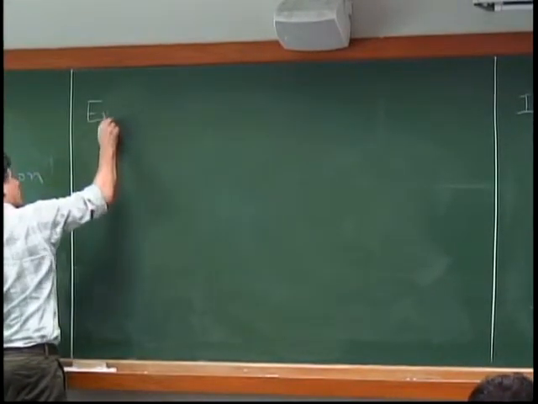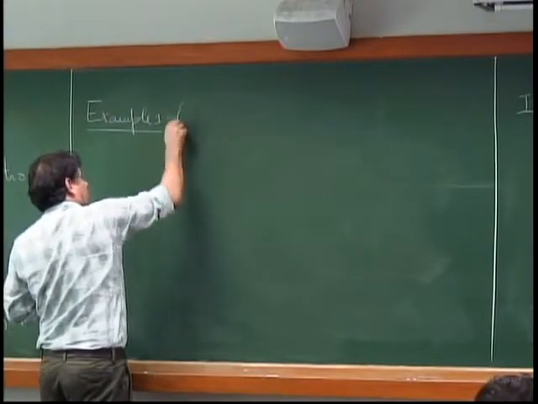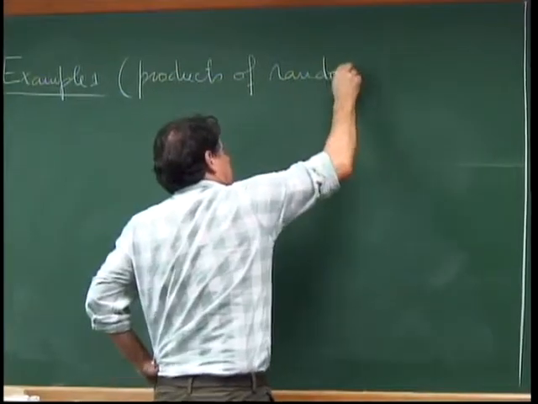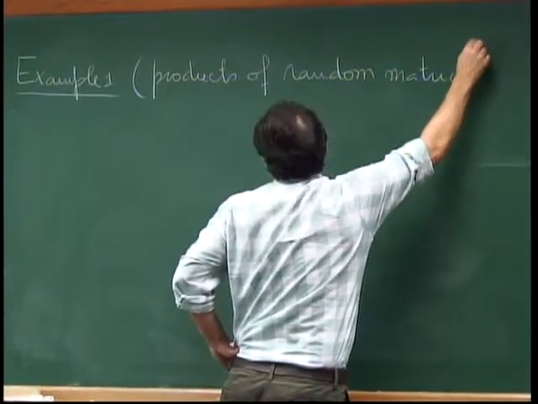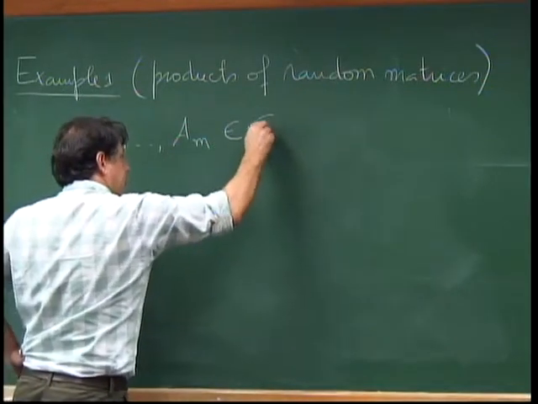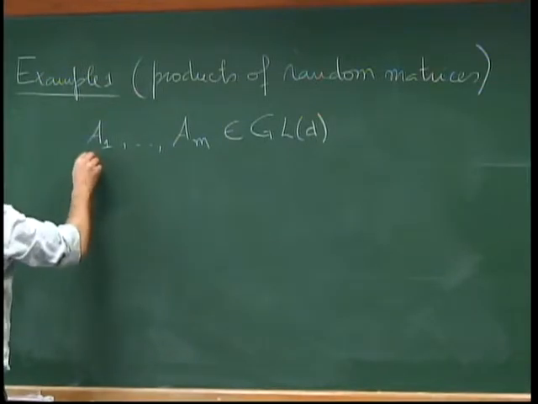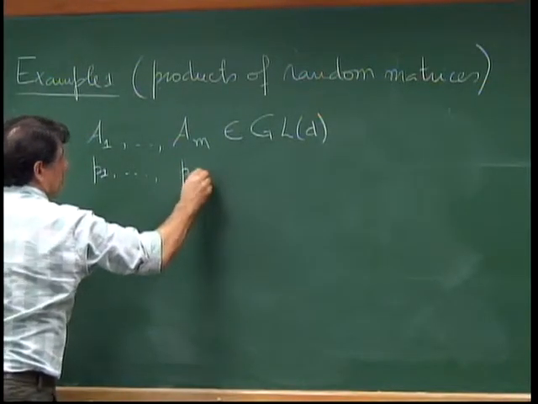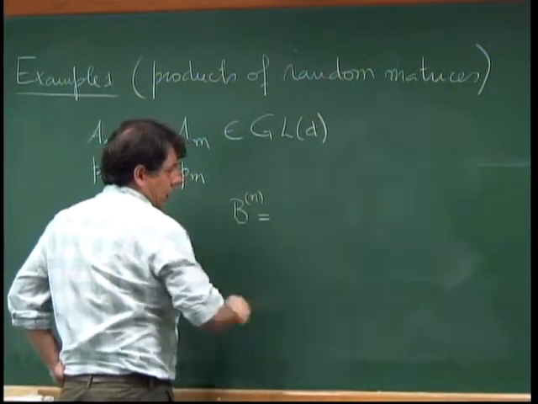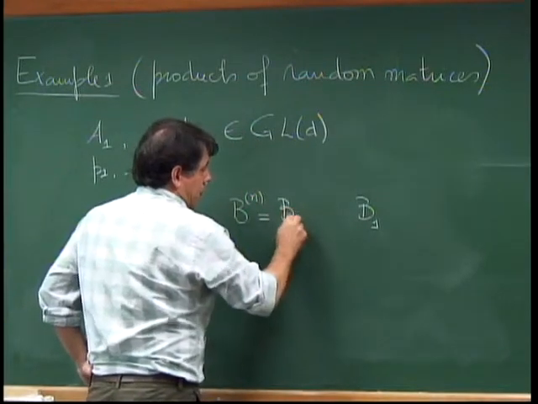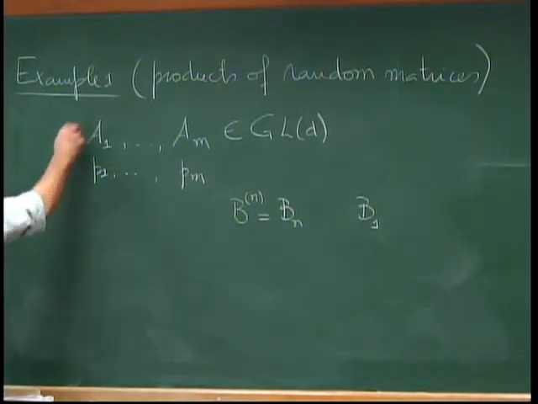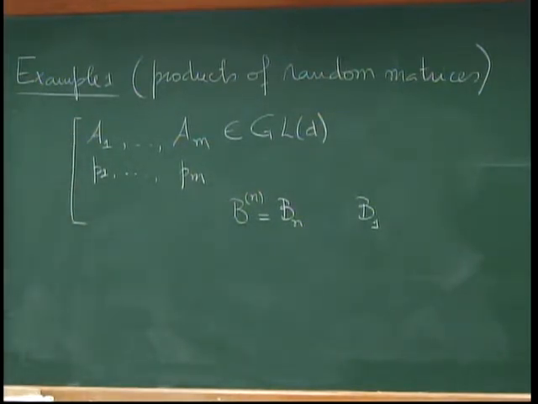So the first example is products of random matrices. Remember, I started with some certain number of matrices and certain probabilities. And we were looking at random variables obtained by multiplying random choices of matrices in this set according to this probability. So this was the model that we had yesterday. I'm going to explain how you can realize it with this language.